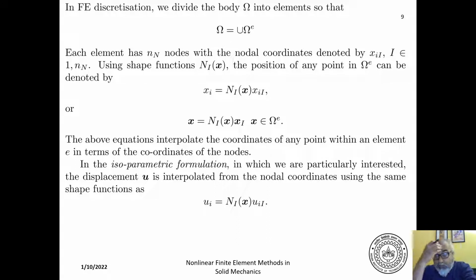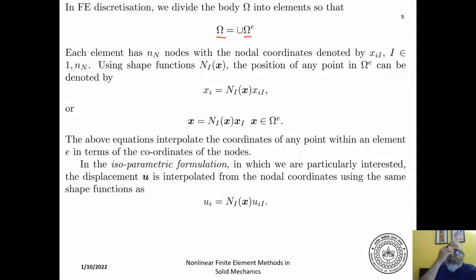So in finite elements, we generally divide the volume omega into subvolumes, one of which is, let's say, omega e, and then the total volume is composed of the union of these subvolumes. E is, let's say, a generic element number. Now, I am going to introduce a slightly new notation.